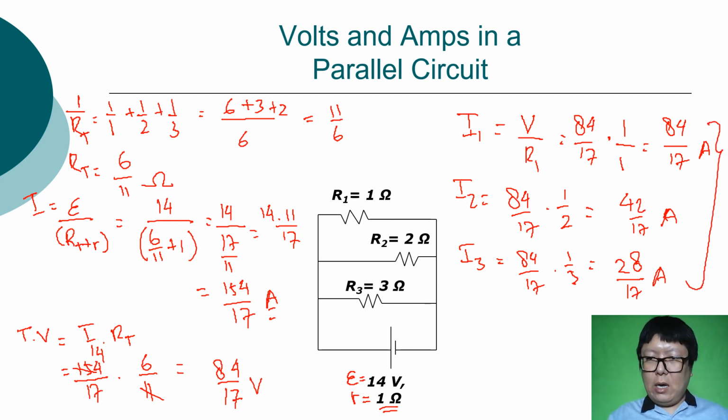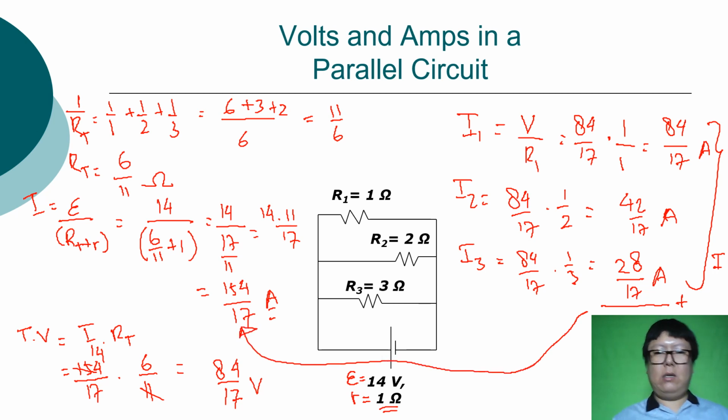You can check: if you add all of these, the answer should be equal to the I total. Let's check. 84 plus 42 plus 28 is 154. Okay, check, it's already the same. If you add it all, then the answer is this one. Any question, guys? Hope that you understand.